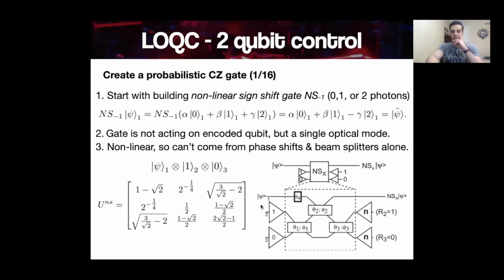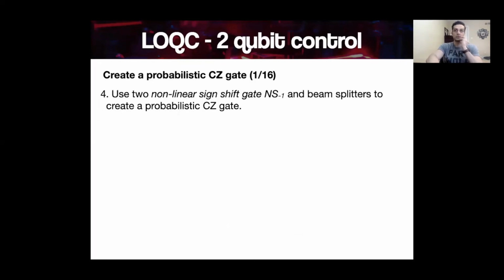Now, this whole operation of NS_x only gives our desired effect here if we measure a 1 here and a 0 here. There's a 50-50 chance, 50-50 chance. We get a 1 in 4 chance of having our gate. So we have a probabilistic nonlinear sign shift gate. What's nice, though, is that we know when it works and we know when it doesn't because we've taken the measurement.